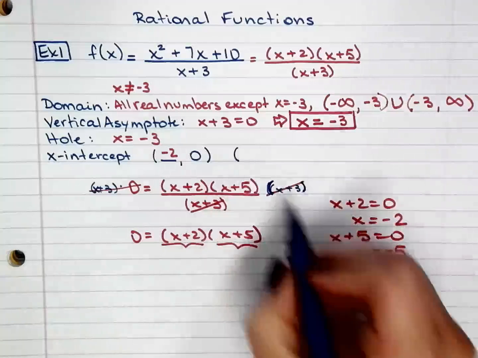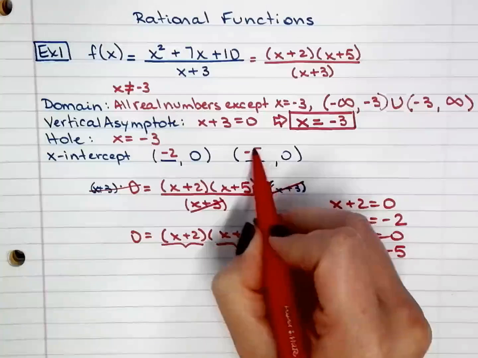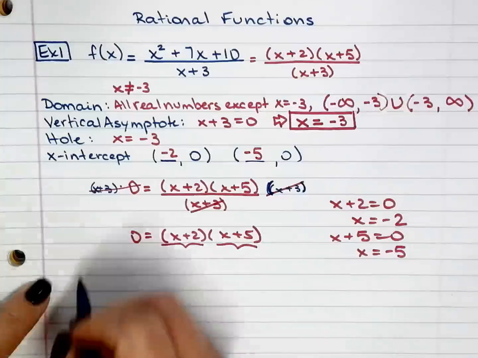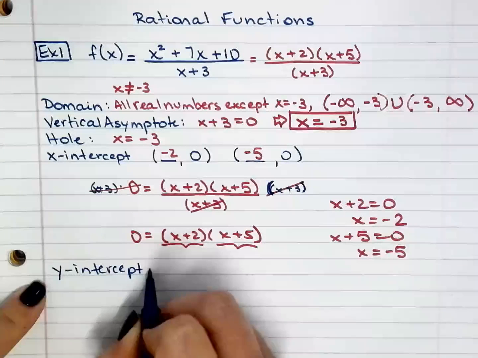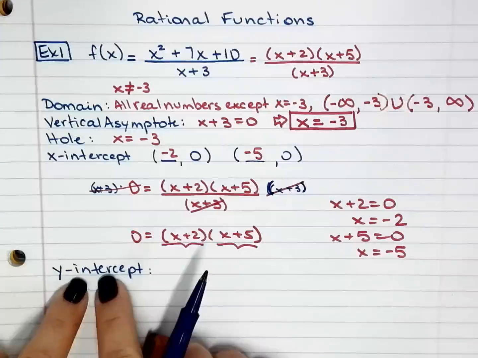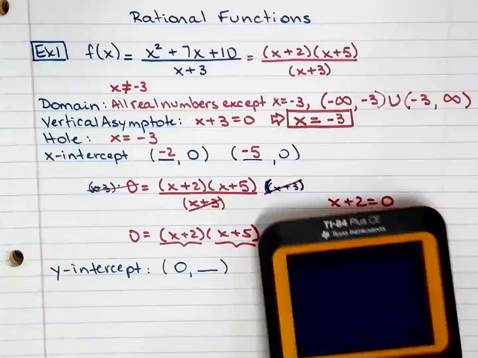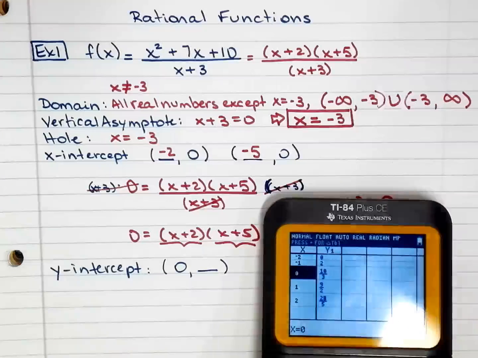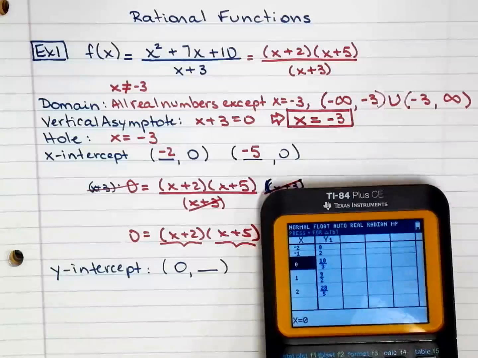So the other x-intercept, I have that right there, -5. Okay? Since we're talking about intercepts, let's find the y-intercept. If I know the x-intercept, the y is 0. For me to find the y-intercept, the x is 0. Okay? If you go to the table, it's just easy because it's right there. Okay, x is 0, y is 10 over 3.